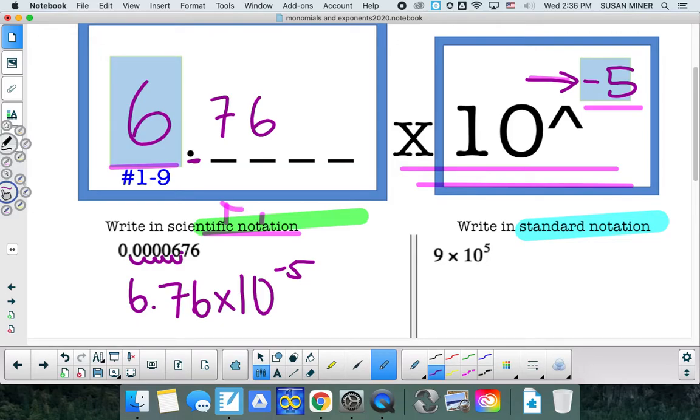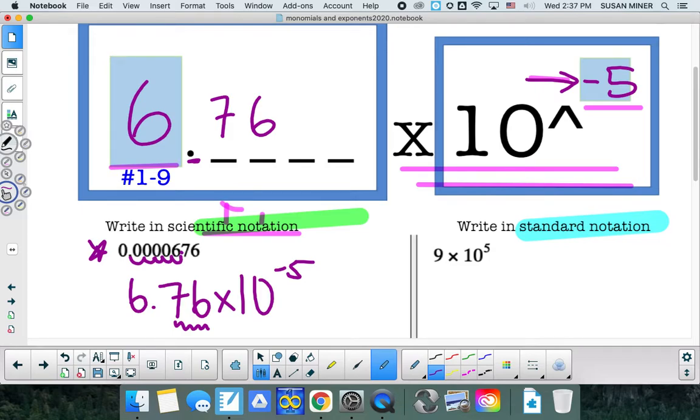And that's what my shorthand notation looks like. That is the scientific notation for this very small number, 6.76 times 10 to the negative 5. Now, I could round this off if I didn't really care, but the more decimal places I put back there, the more accurate my scientific notation is.